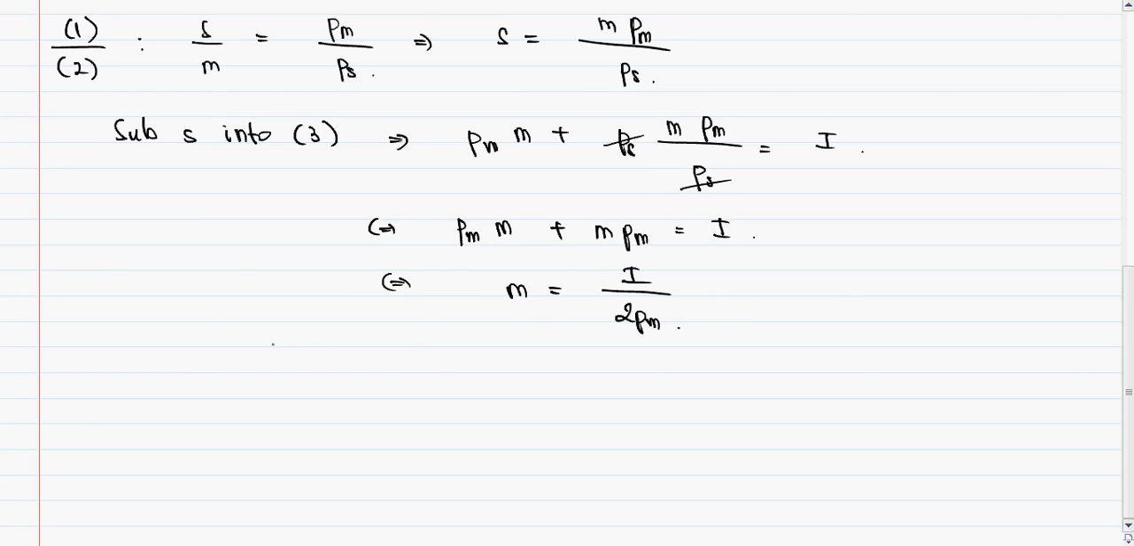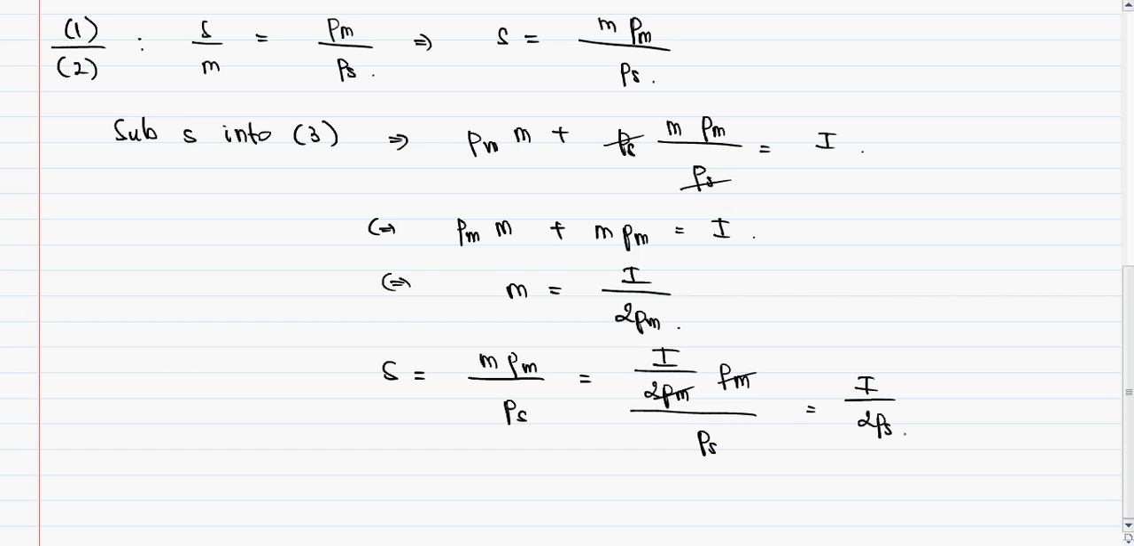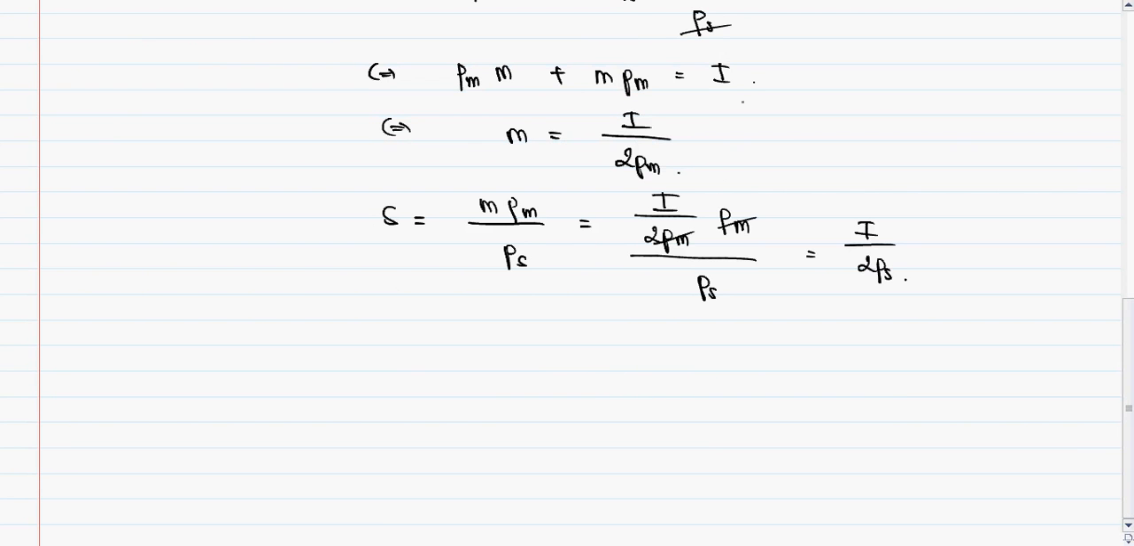Okay, so knowing the amount m, very easy, you can find the amount s. So s is just equal to m pm on ps, which is basically the thing we found before at the optimal condition. So by substituting the amount m into here, m equal to I divided by 2 pm times pm, and the whole thing divided by ps. So pm here cancels out with pm here, you get I divided by 2 ps. Okay, so this is the demand for s, and this is the demand for m.